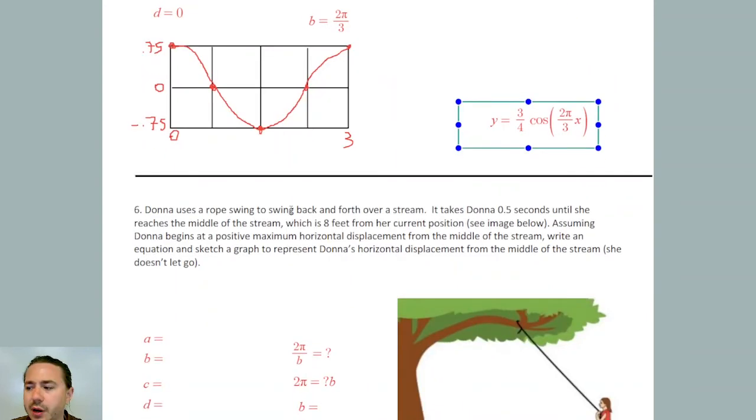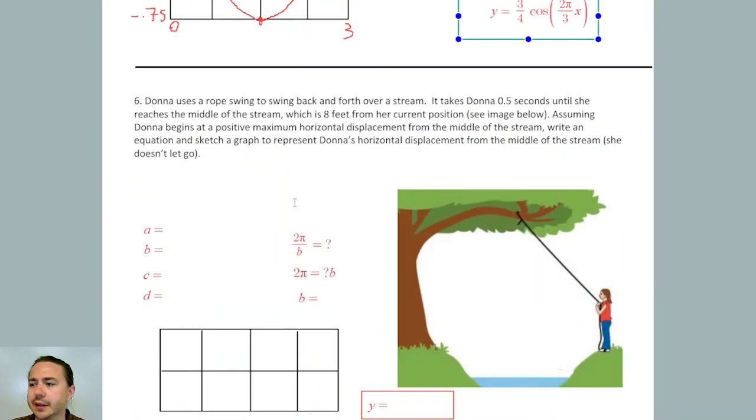We got one last problem here. Donna uses a rope swing to swing back and forth over a stream. Another problem, all of these are kind of similar to the ones we did in the notes, so hopefully you can follow along with those. But anyway, it says it takes Donna half a second until she reaches the middle of the stream, which is 8 feet from her current position.